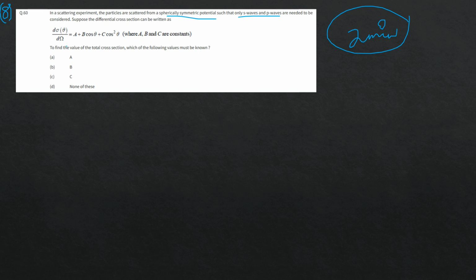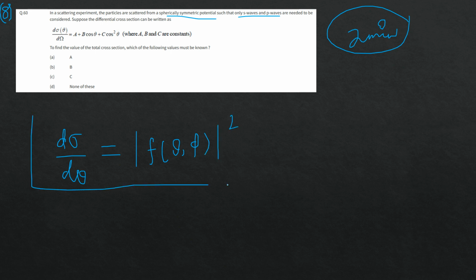See, this is the differential cross section. What is the differential cross section? It is actually the square of the scattering amplitude, isn't it? This is not from Born approximation, this one is simply from scattering. This is a very important formula you have to remember. Another form: if this is the differential cross section, there must be a total cross section, isn't it?